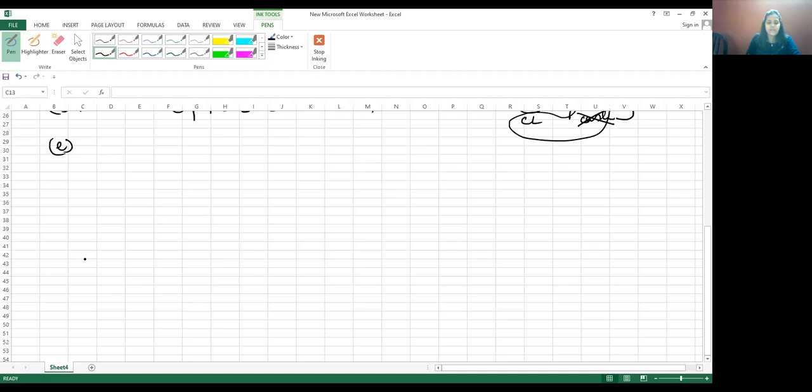Partners can share their profit and loss in capital ratio when there is no agreement. This is also false because when the agreement is silent, the profit sharing ratio is always equal, not capital ratio. And the last one, accrual concept implies accounting on cash basis. Again, this is false. Accrual means incomes and expenses are recorded as and when they are accrued, not when the actual cash is paid or received. So this becomes false.